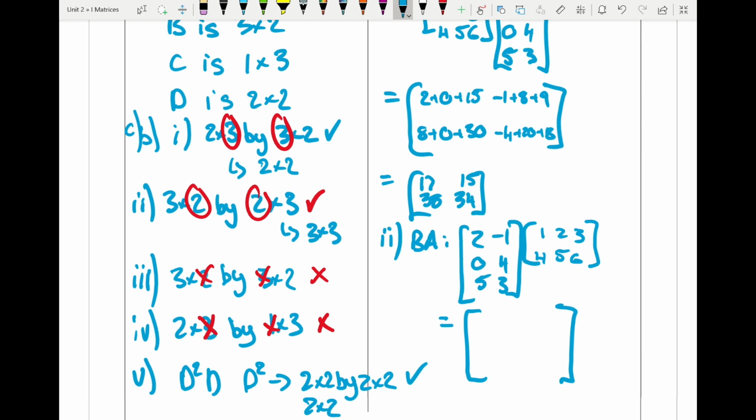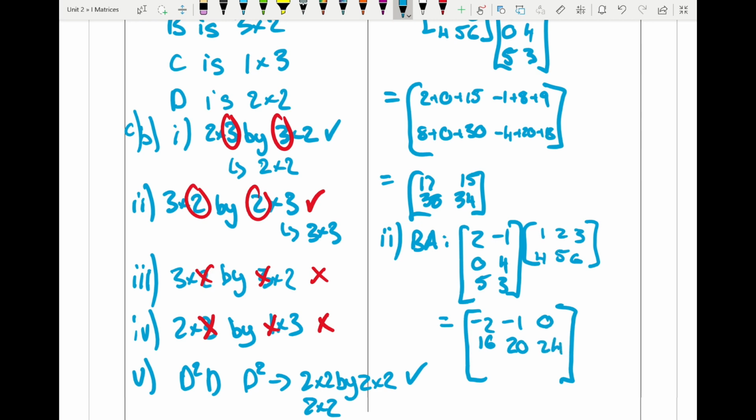So I would have in this first entry here 2 times 1 plus negative 1 times 4. So 2 take 4 is negative 2. We get 4 take 5 is negative 1. And we get 2 times 3 is 6, take 6 is 0. We get 0 times 1 is 0, plus 4 times 4 is 16. We get 0 times 2 is 0, plus 4 times 5 is 20. 0 times 3 is 0, plus 4 times 6 is 24.